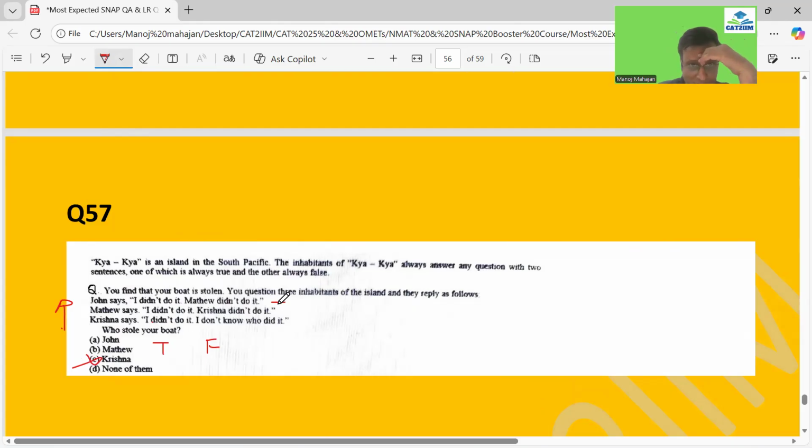Matthew's statement, this would become true, and this would become what? False. I did not do it. So if this is false, it means Matthew has done it. If you want to check John's statements, one would be true and the other false, you can do it. But from the exam perspective, if you are able to get the answer, just move on, right? So I did not do it. That would become true, right? And this would become false. Matthew did not do it, which is false, right?